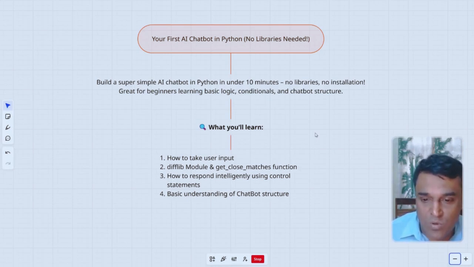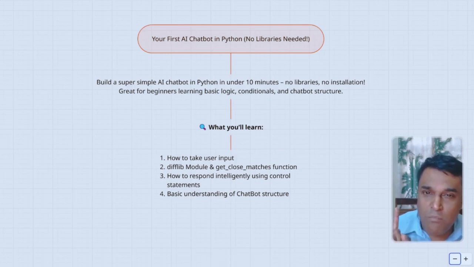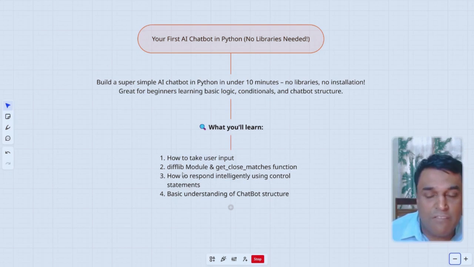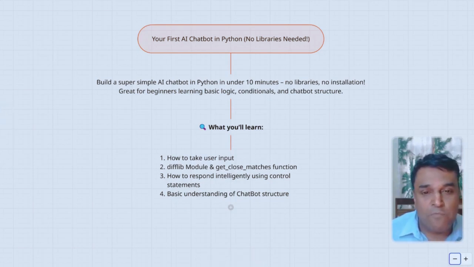So, what we are going to learn today is how to take the user input, and one module that we are going to use is the difflib module, and we are going to understand the function that is get_close_matches. This is one of the functions of the difflib module. Okay, and how to respond intelligently using the control statements and basic understanding of the chatbot structure. Okay, so this module, difflib module, is something that is preloaded. You don't need to do anything. You don't have to install anything. Okay, so without wasting any further time, we will go to PyCharm and we will start coding and build our own chatbot under 10 minutes.